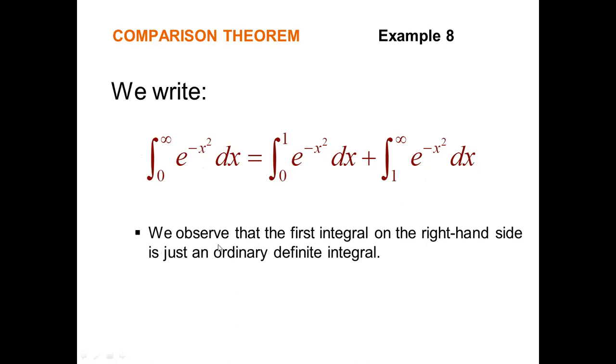We observe in here that the first integral on the right-hand side is just an ordinary definite integral. Why would you say that this one is an ordinary definite integral? Because if you use your calculator now, if you have it with you, this will give you right away an answer. Your problem would be the second one, because your calculator cannot process this for you.